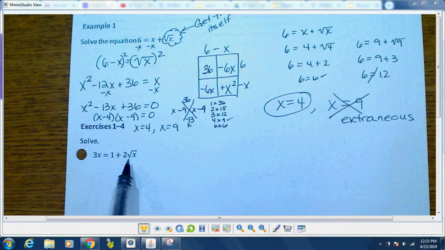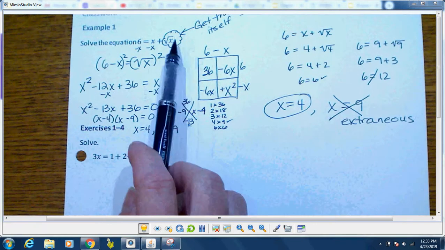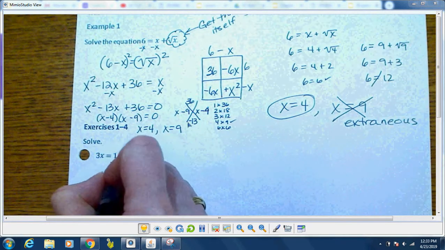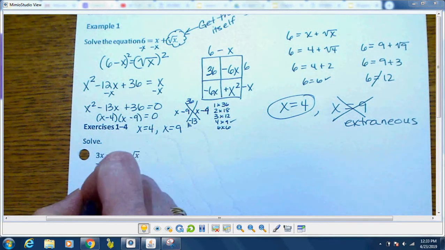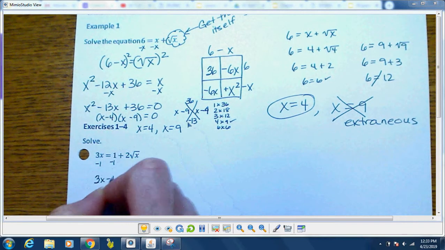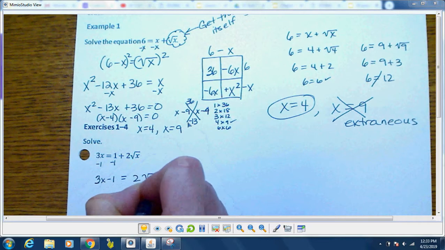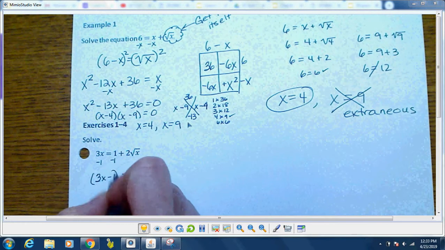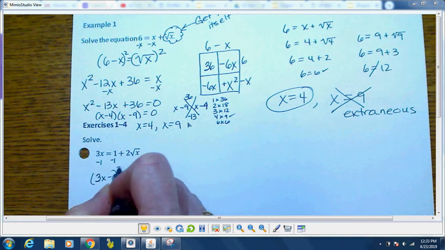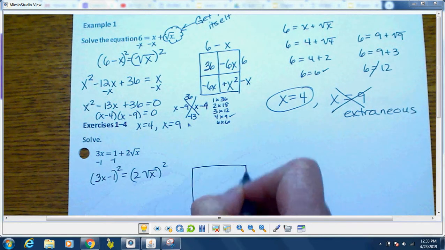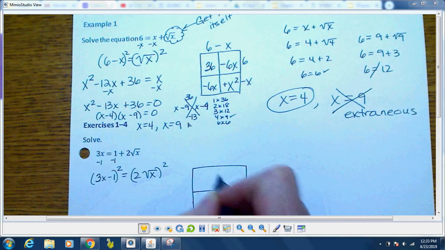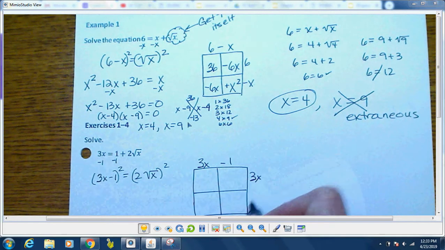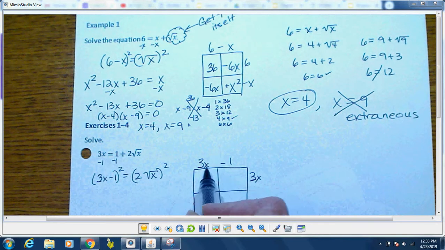All right, so let's look at this one. Remember, up here, I said to try to get the square root by itself as much as possible. So what I'm going to do is subtract 1 from each side. 3x minus 1 equals 2 square root of x. And now I'm going to square both sides. And again, use the table. If you're not comfortable with the perfect square trinomial pattern, just use a table. The table will never fail you.